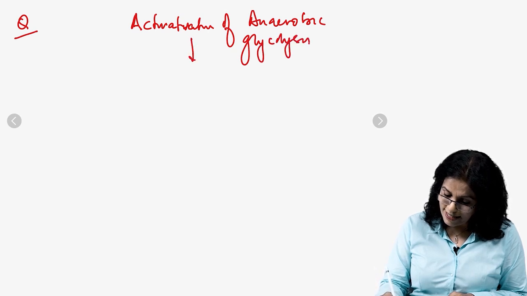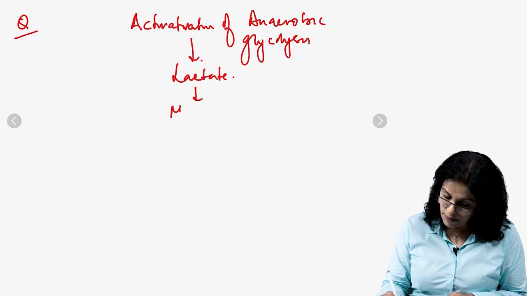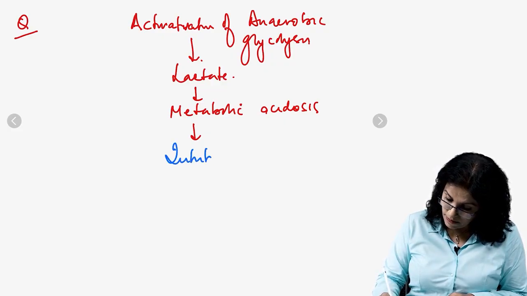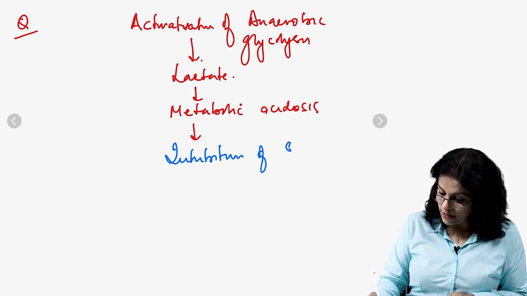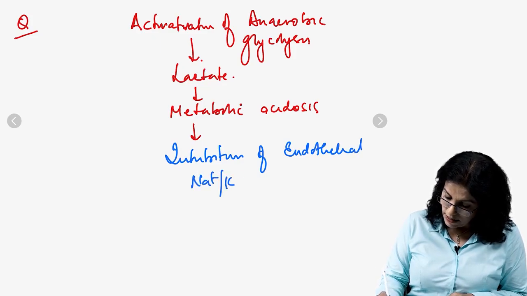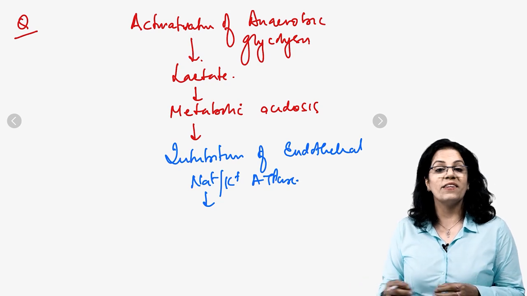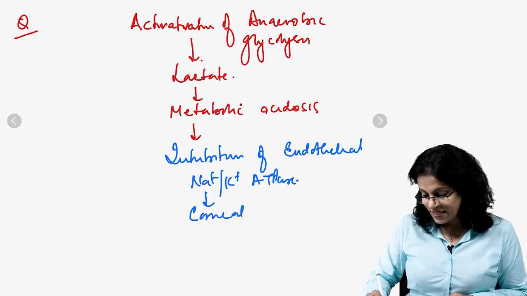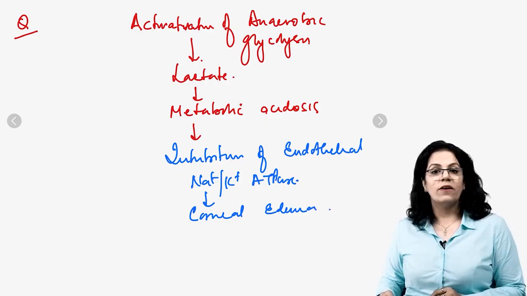You all know it produces lactic acid, so lactate is formed. When the lactic acid or lactate is formed, it leads to metabolic acidosis. Okay, and when there is metabolic acidosis, this is going to cause very important inhibition of the endothelial pump, the sodium, potassium, ATPase pump. Definitely, if this is inhibited, we all know cornea cannot remain dehydrated, and if cornea cannot remain dehydrated, there will be corneal edema. Okay, so this is the cause of corneal edema. Got it, all of you?